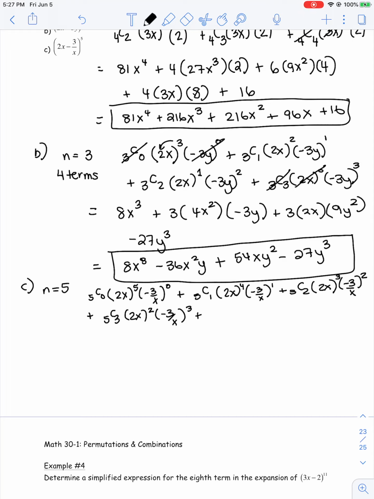So that should be a 3. And our last one is 5 choose 5, 2x to the power of 0, and then negative 3 over x to the power of 5. So what we want to remember again is that these guys will just become 1, so we can ignore those.